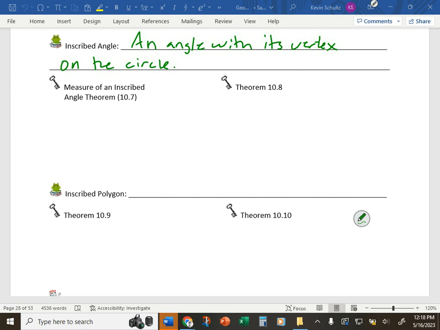So we have a central angle, which we talked about in PO 60. That looks like this, right, with its vertex at the center. And the relationship between the angle and the arc it creates, they are congruent.